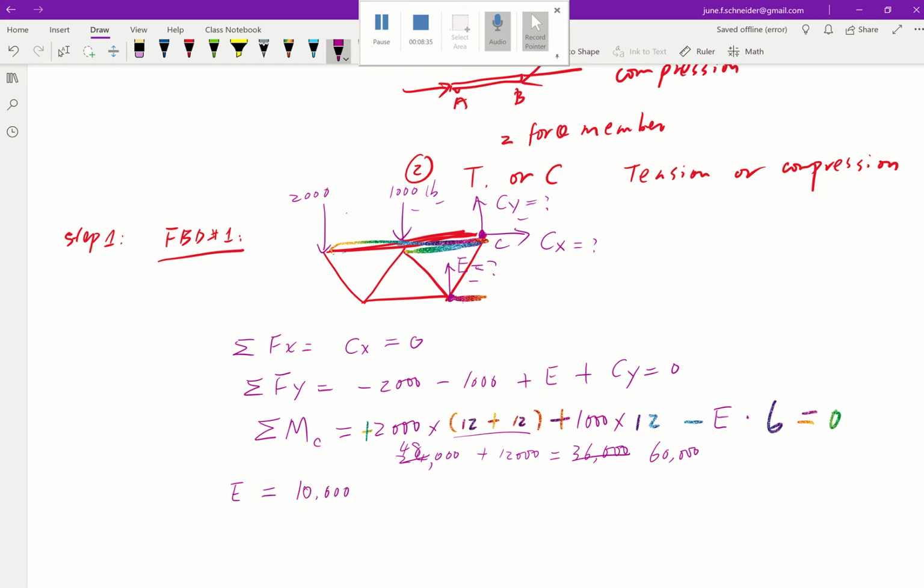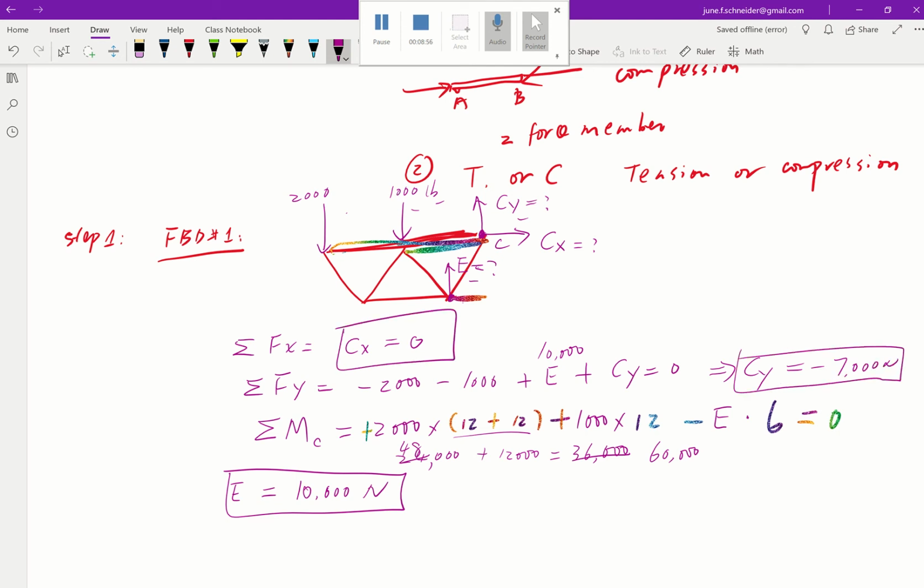So we solved our E, and that's in units of Newton. When we get E, we can plug it in here to find our Cy. And this is 10,000. So pause, see what you got. So we'll get Cy as negative 7,000 Newton. And our Cx is equal to 0. Okay. And now we have it. This negative means this force is actually going downward instead of going up, right?